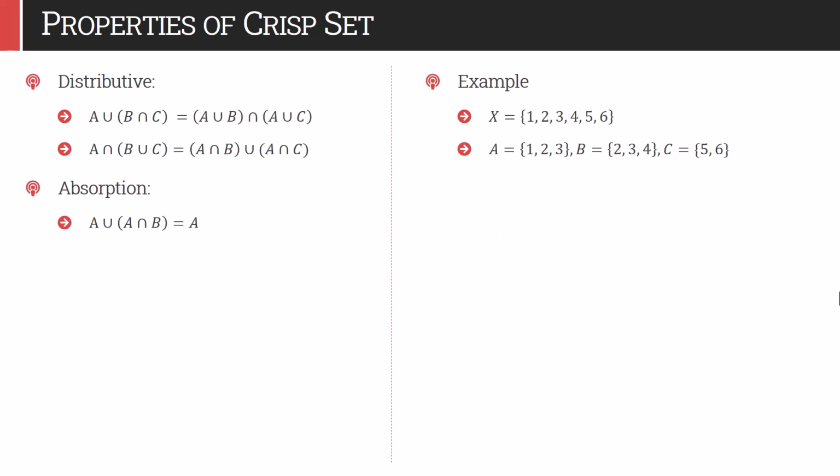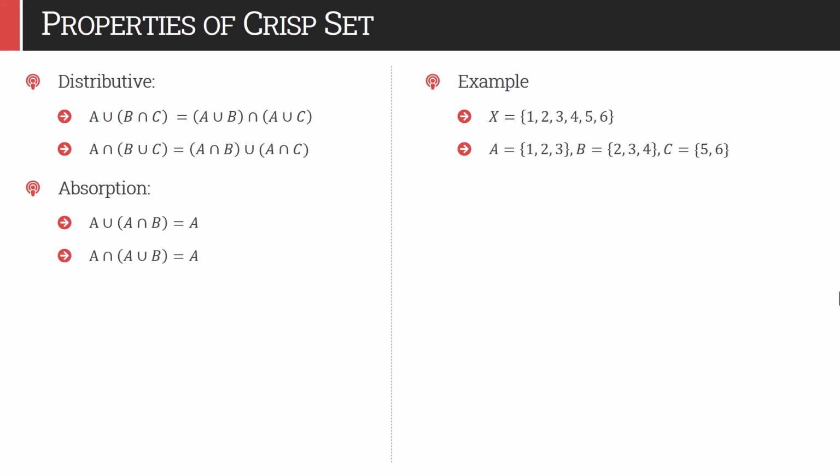Absorption: A union (A intersection B) is A. A intersection B is obviously a subset of A, and when we take the union of any set with its subset, it would be the larger set only. Let us try to prove it with the example. A intersection B is 2, 3, which is definitely a subset of A. We can see that 2, 3 is present in set A as well. So when we take the union of that with set A, that will be the original set 1, 2, 3, that is A itself.